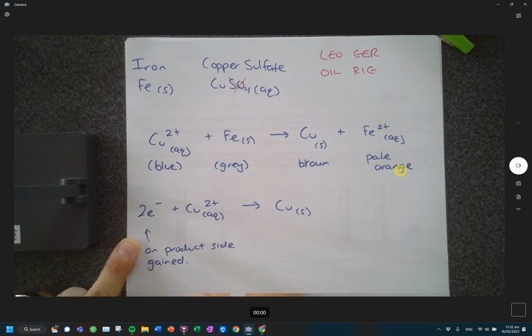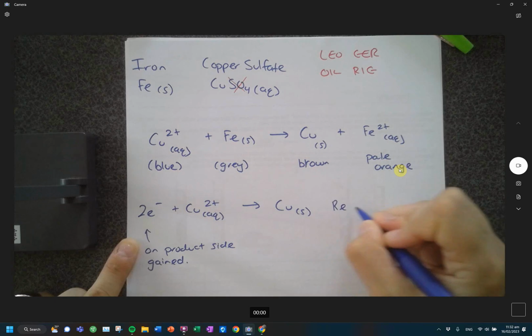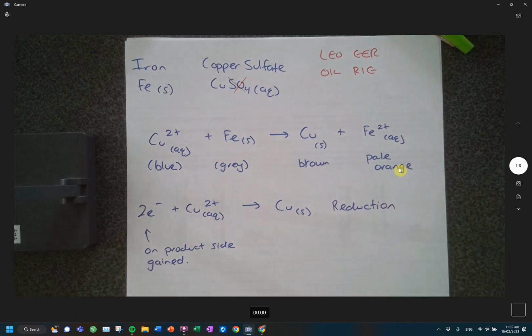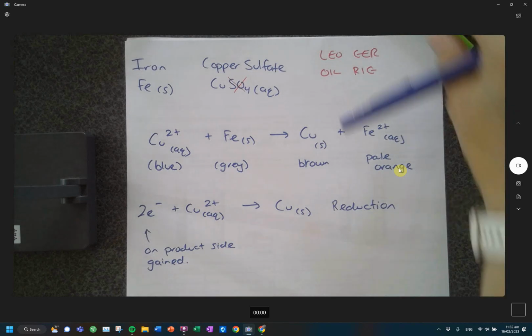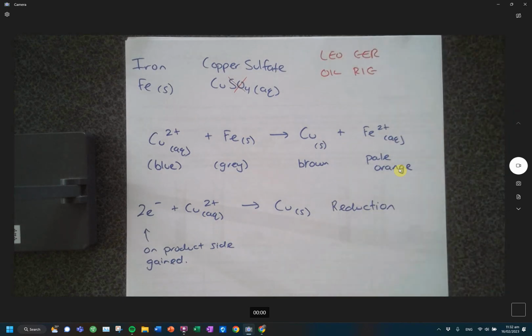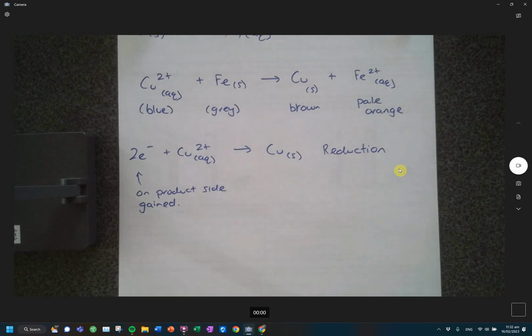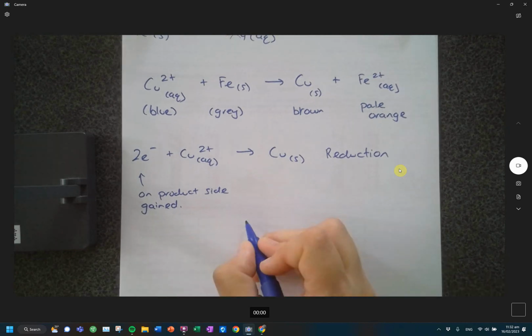So if I think Leo the lion says grr, it's on the product side, it's gained it. This is my reduction reaction. I probably should have done these in different colors. Sorry about that. Now I'm just going to stick with the blue. We good so far? All right.